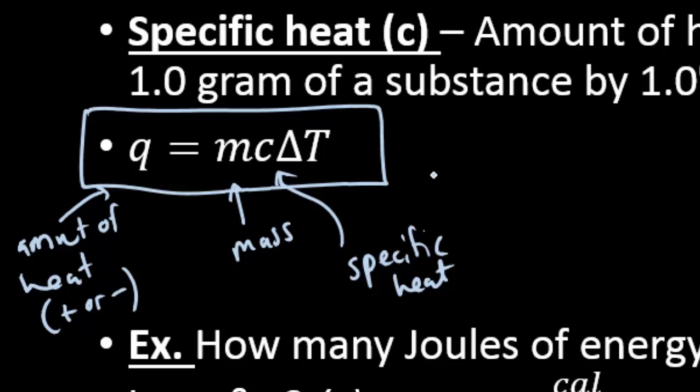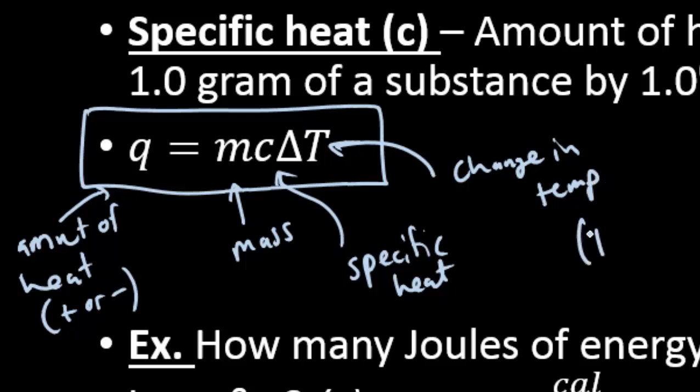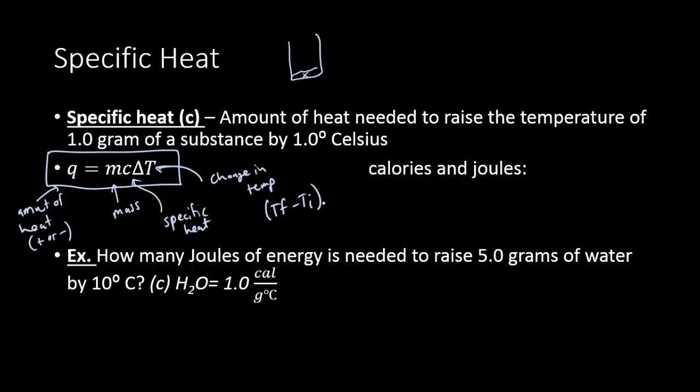And also we have delta T. We saw this in gas laws. This is the change in temperature. Okay, change in temp. Always final minus initial. It's not the other way around. Okay, it's always final minus initial. That's how we can have positive or negative heat values. So this is one of the forms for an equation involving specific heat.